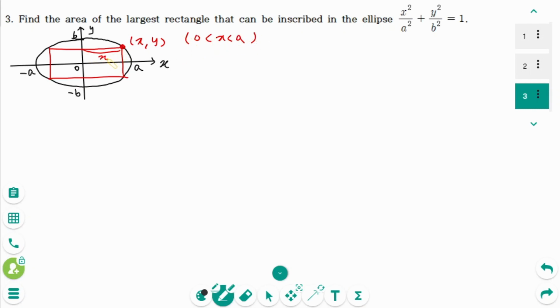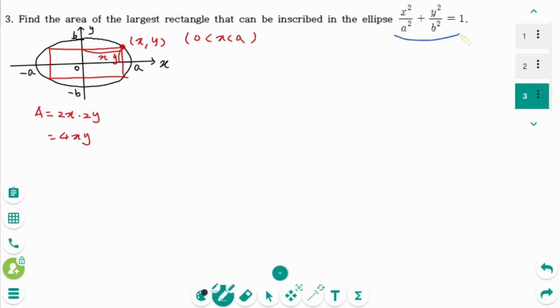This one is x. The length of the rectangle is 2x. Then this one is y, so the width of the rectangle is 2y. So A equals 2x times 2y, which is 4xy. We want to express A as a function of just one variable, so we eliminate y in terms of x.